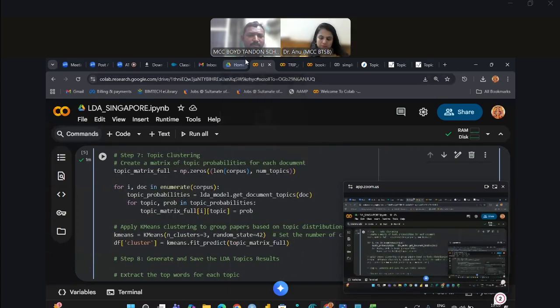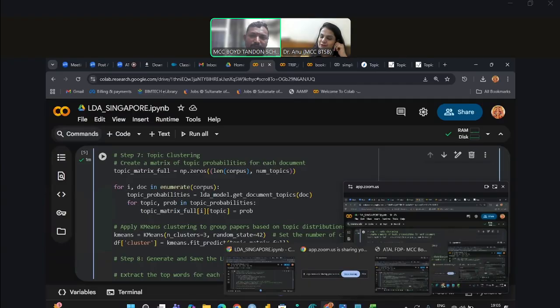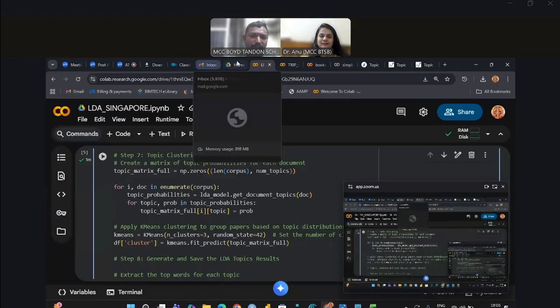I am a management faculty and I can't do coding. If you can provide this code to us, that would help. No issues, ma'am, we will drop it in the folder. Okay, thank you so much. Already there is a folder here.